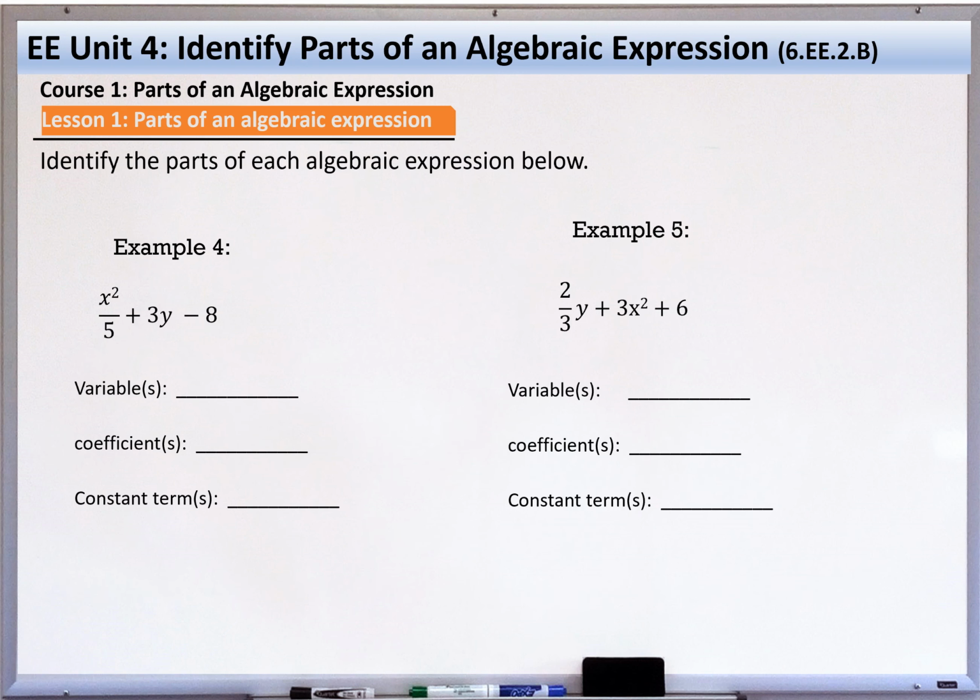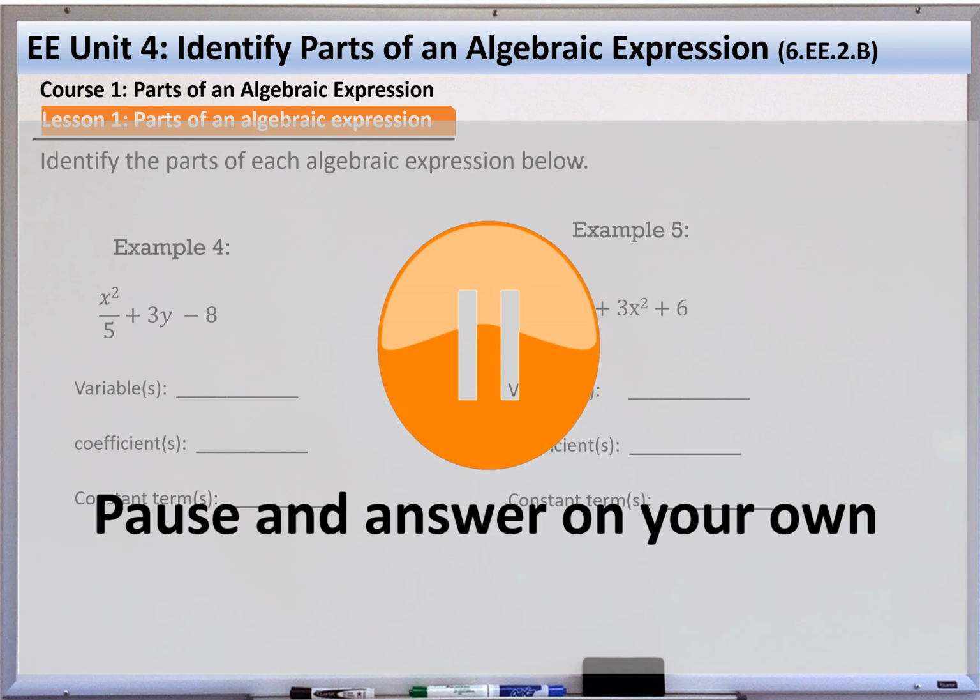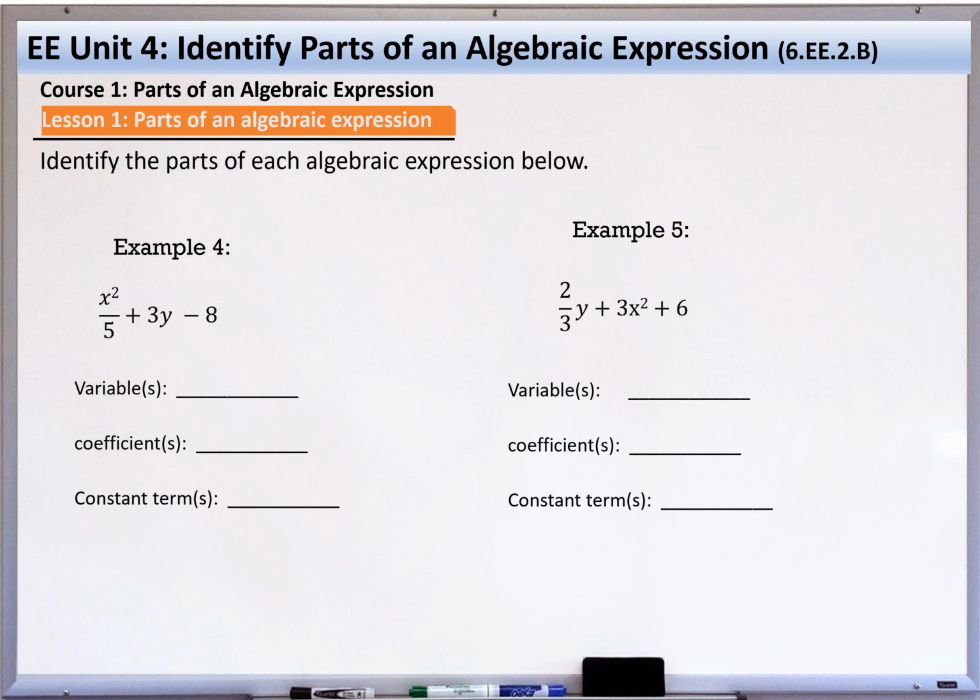So let's go ahead and continue to identify parts of algebraic expressions. So we have example 4, example 5. Go ahead and pause the video for me and come back and let's compare answers. So we have the quotient of x squared and 5 plus 3y minus 8. So my variables in the first expression are x and y. My coefficients are 1/5 and 3.